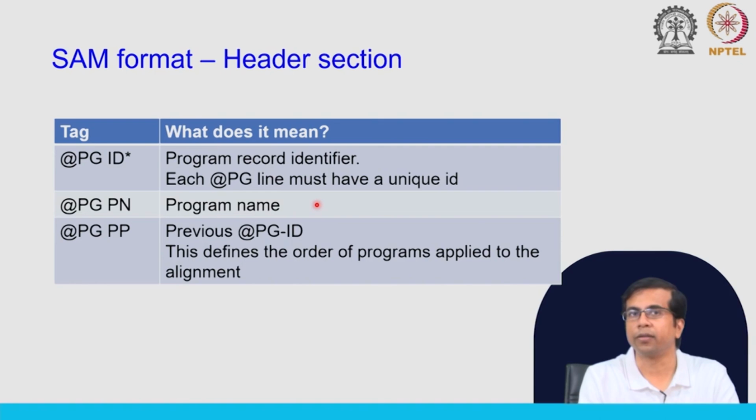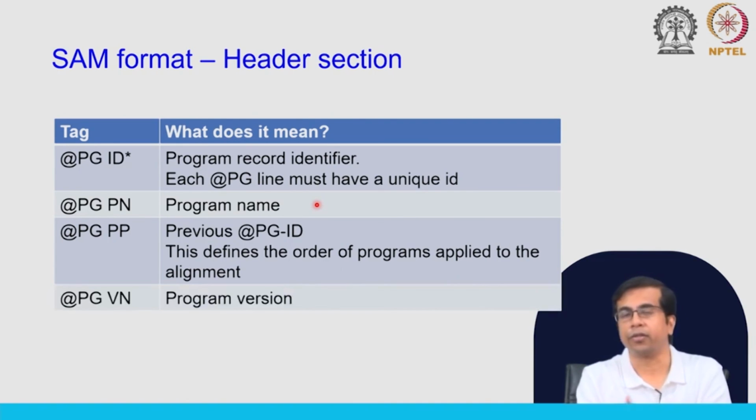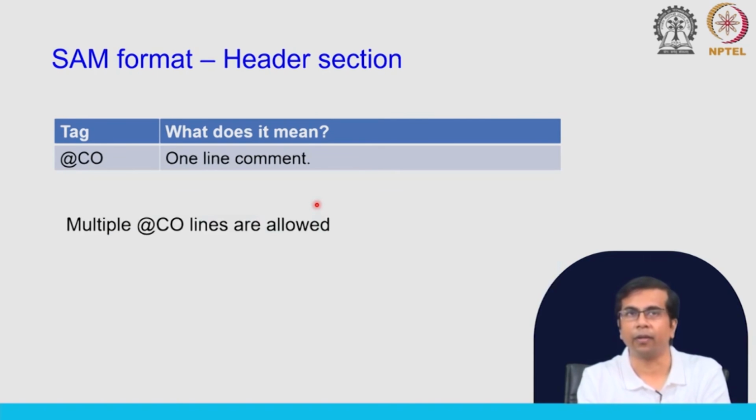And then you can also have something called @PG PP. This defines what is the previous program that was used to generate this. So you can define a chain of these programs that have been used on this data before you got this SAM file. Okay, so that's useful information when you are processing the data. You also get the program version, which is called @PG VN. Okay, and then finally you can get some comment lines.